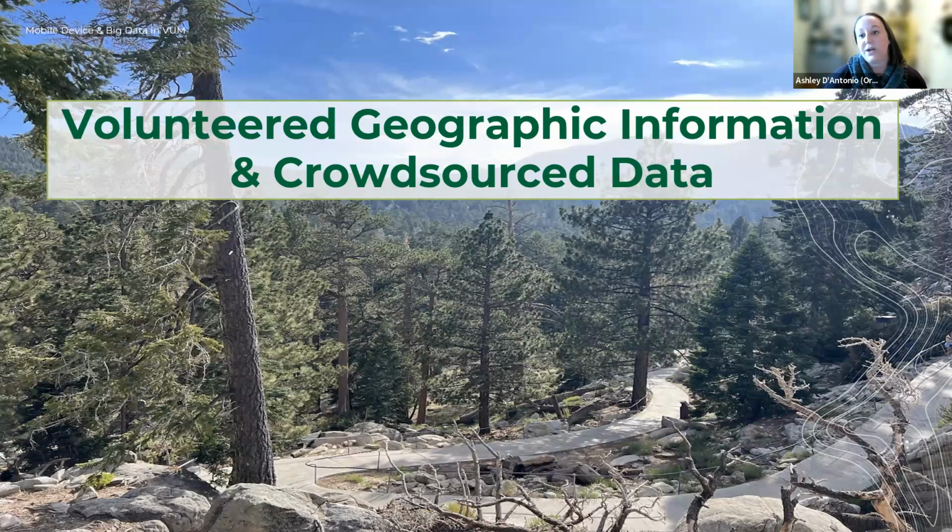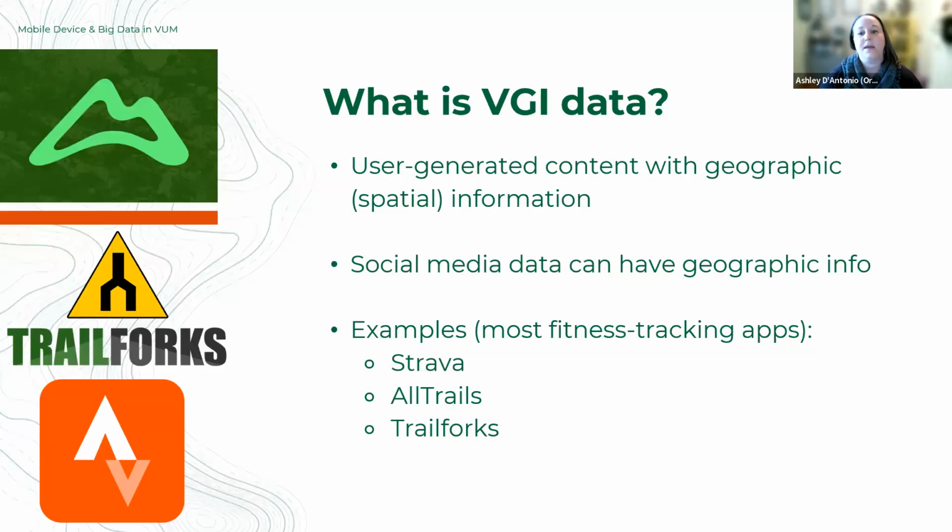Now I'm going to walk us through another big data source that's common in visitor use management: volunteer geographic information, or sometimes referred to as crowdsourced data. So VGI, or volunteer geographic information, is data that's user generated that has geographic or spatial information. Now, again, some of our social media data does have geographic information, but for today, I'm really going to narrow down the VGI data to things where we can not just know where people are, but understand more about their behavior, like which trails they use, maybe how long they were out there.